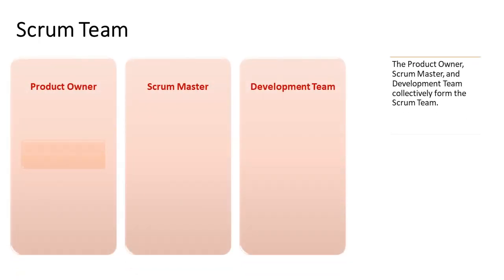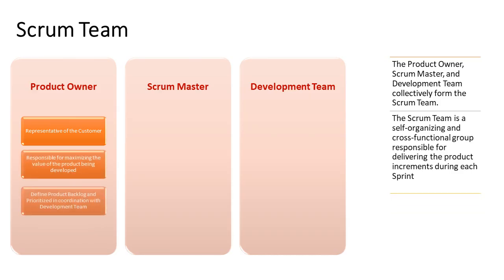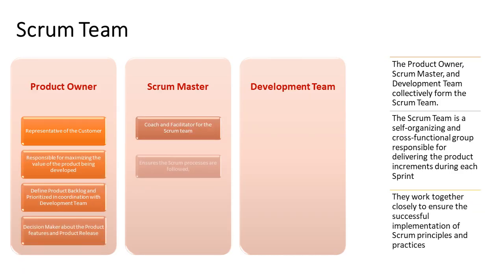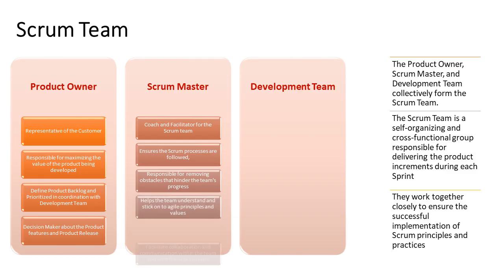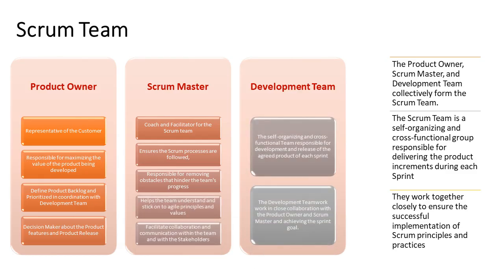Scrum teams are cross functional, self organizing groups that work collaboratively to deliver high quality product increments within each sprint cycle. A typical Scrum team includes three key roles: the product owner, Scrum Master, and development team. The product owner is responsible for defining the vision, prioritizing the product backlog, and ensuring the team delivers maximum value to the customer. The Scrum Master acts as a facilitator and coach, helping the team follow Scrum principles, removing obstacles, and fostering a productive environment.